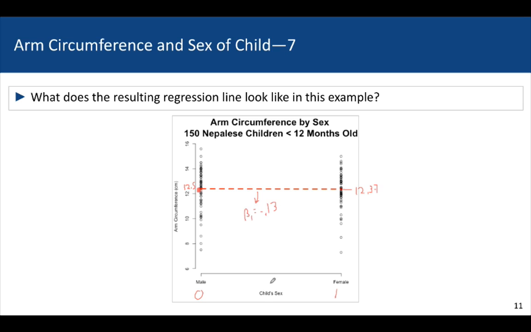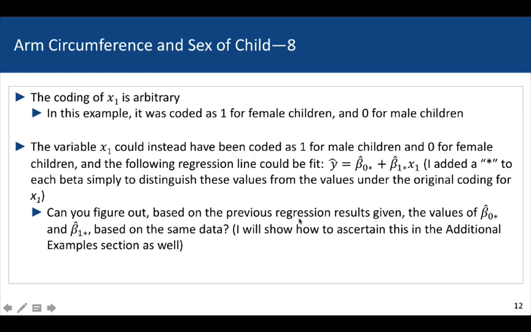So x here is not measured on a continuum, but we only need 2 points to get a line, and I show all pieces of that line here. The coding here was arbitrary for x1. In this example, it was coded as a 1 for female children and a 0 for male children.